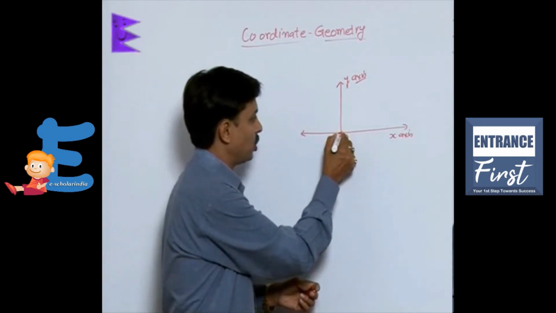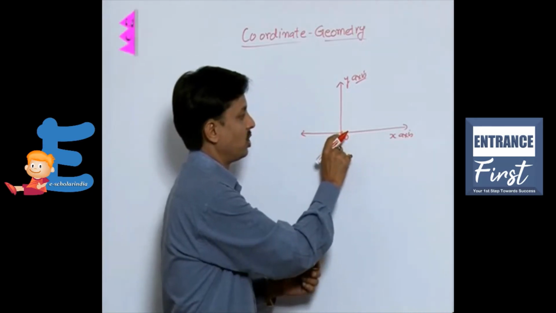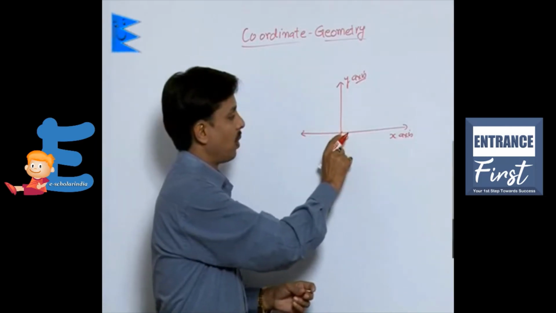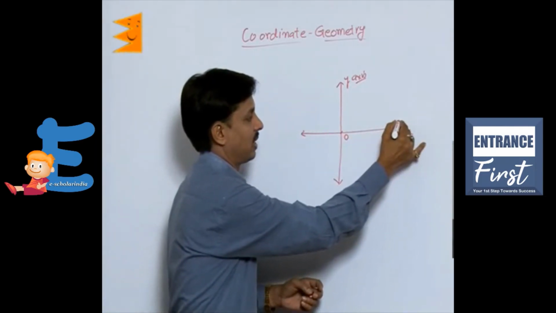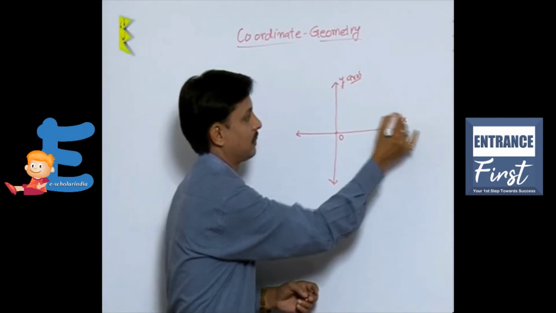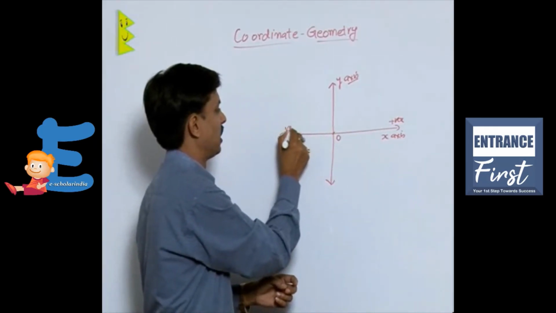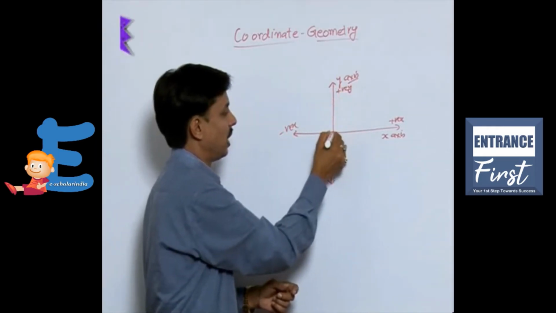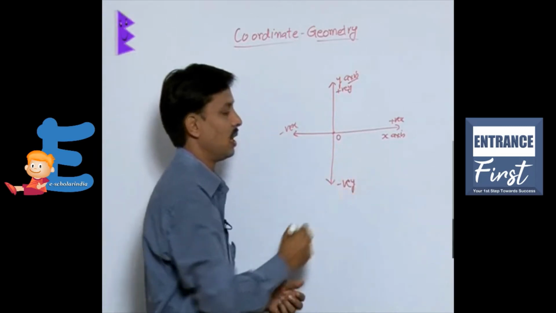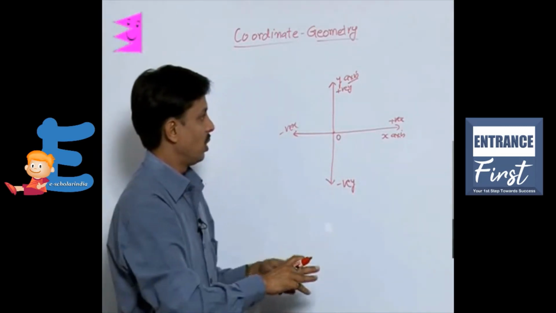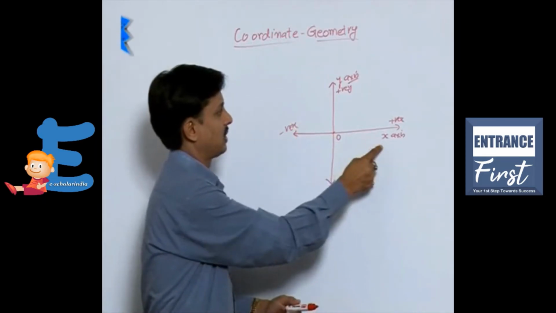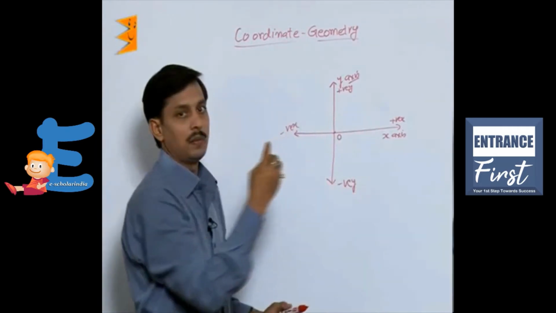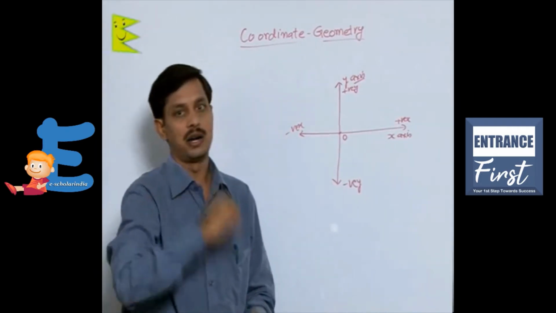This position, the point of intersection of the two axes, is known as the origin. From the origin to the right side of the x-axis is known as the positive x and the left side is known as the negative x. Above the x-axis we call it positive y and below it we say it is the negative y. So we see here that the x-axis and y-axis are separating this plane in four identical parts.